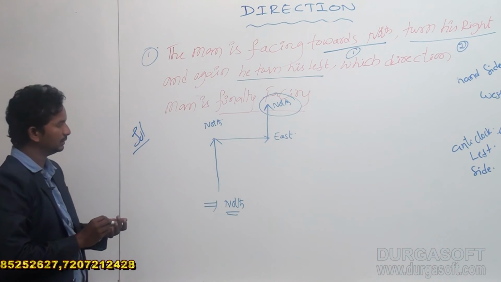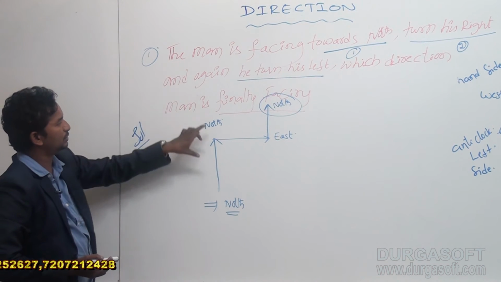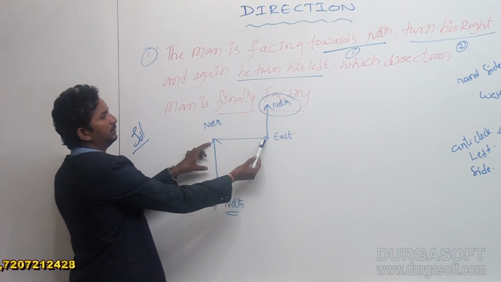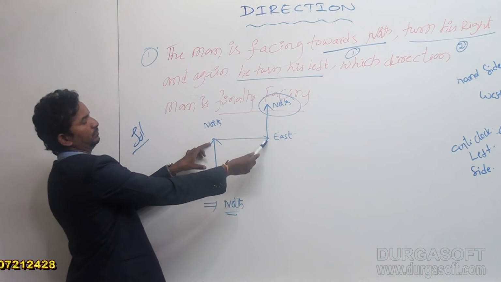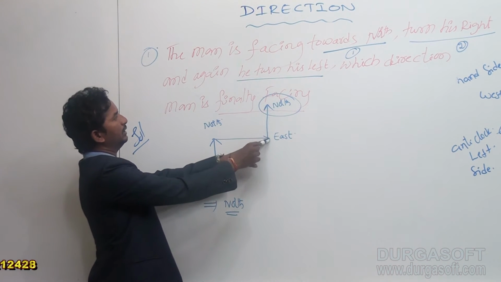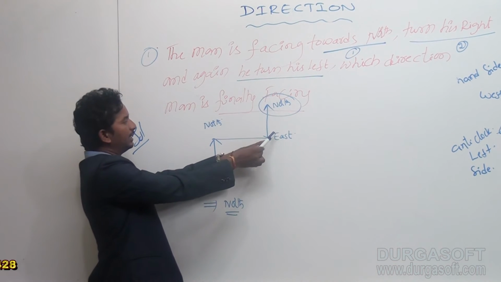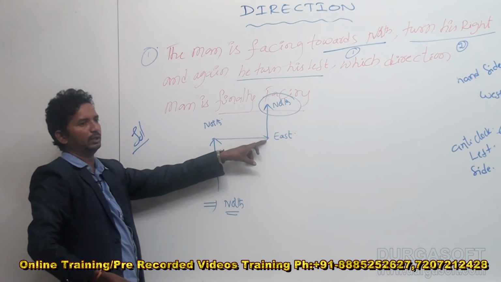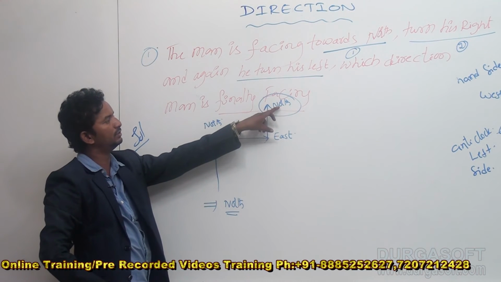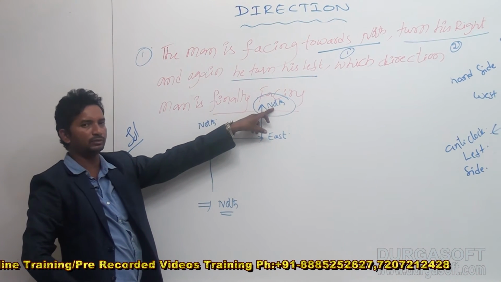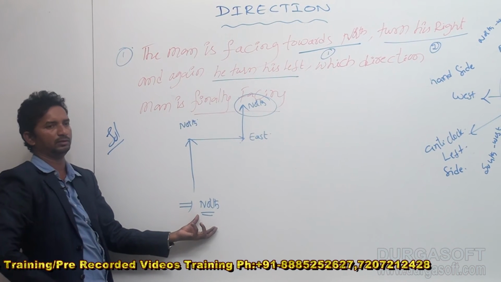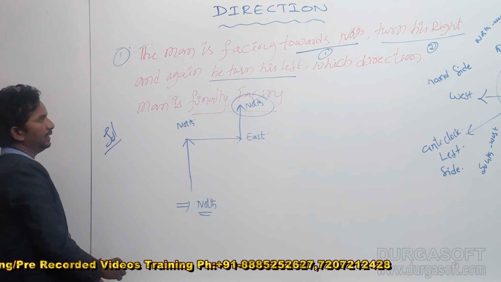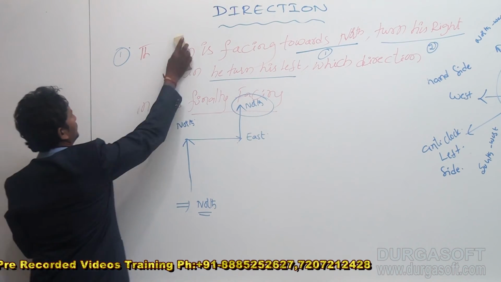Once again see here, the man is facing towards the north and his turn is right, nothing but it will come to the east. Again his turn is left, nothing but from east to north again. Now finally the man is facing the north direction. So the answer is north. Now in the same way, see the second problem.